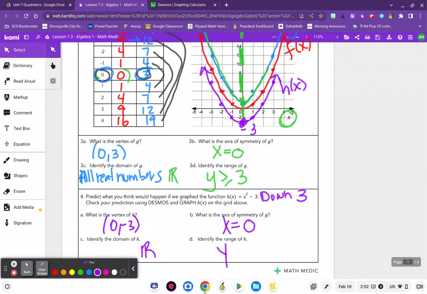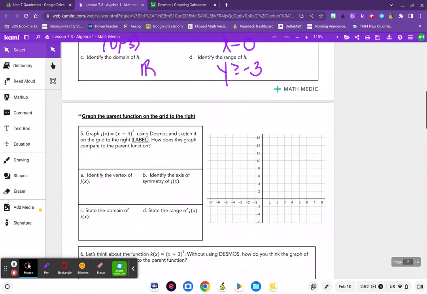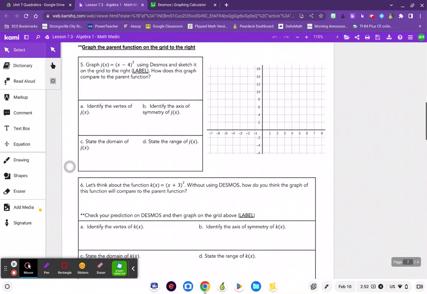And so all the y values that are bigger than or equal to -3 would be my range. Okay, so these types of questions, vertex, axis of symmetry, domain, and range, are going to be asked on repeat. All right, so let's move on to the next page, and let's take a look at what's happening if I'm graphing a slightly different version of the parent function.